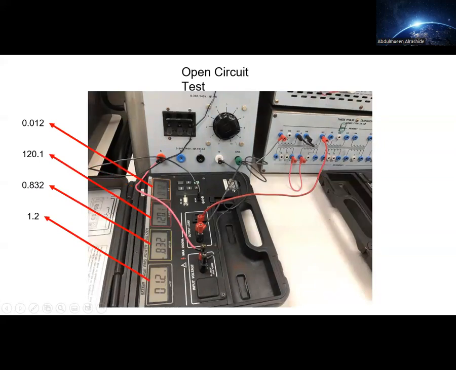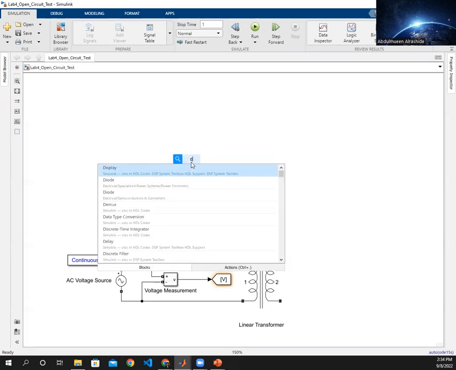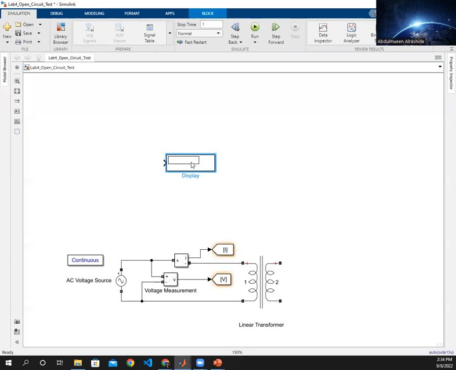Now let me talk about the Simulink model. Now this is a Simulink model for the open circuit test. I'm going to provide the short circuit test soon. Notice this, the source is connected to the transformer, reading the current going from the source to the transformer and measuring the voltage across the two terminals. Now the other side, which is the secondary side, remains open, with no load connected to it.